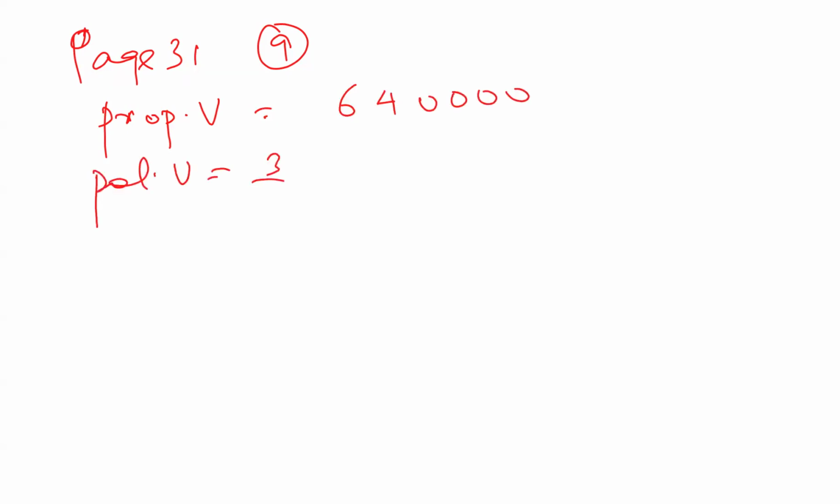Page 31, question number 9. 4,000 bed sheets worth rupees 6,40,000 were insured for 3/7 of their value. So now our property is nothing but the bed sheets, which are 4,000, and their value is 6,40,000. So this is the property value. Policy value is 3 by 7 of 6,40,000. Now 64 is not divisible by 7, so I'll not divide it. I'll keep this as it is.